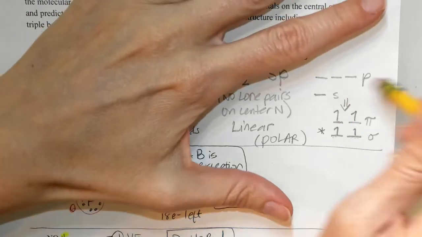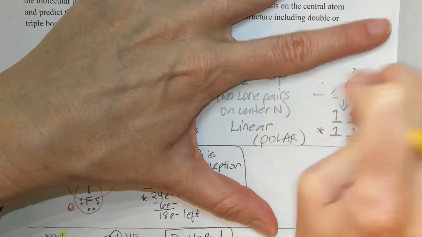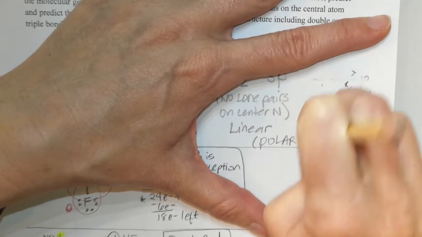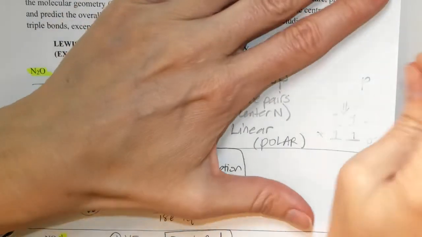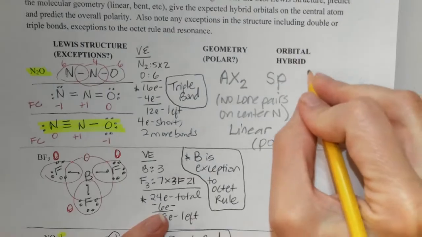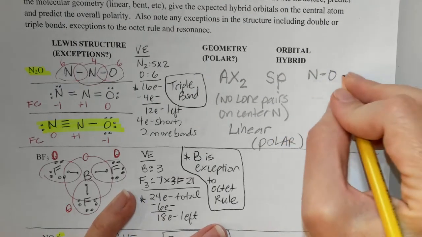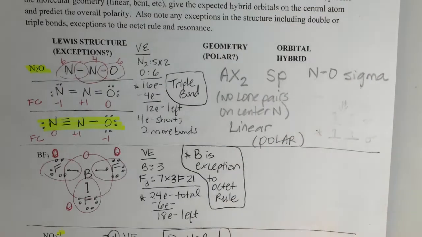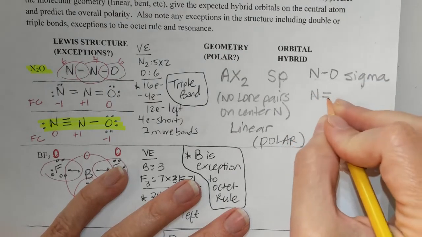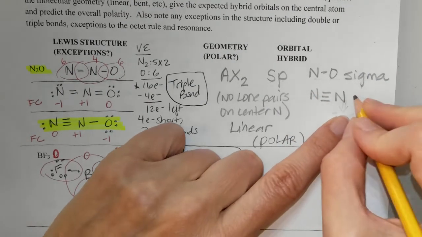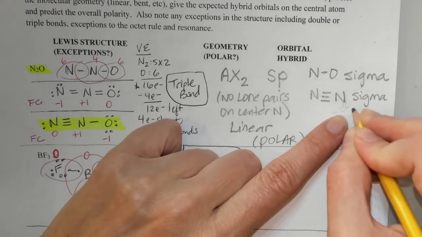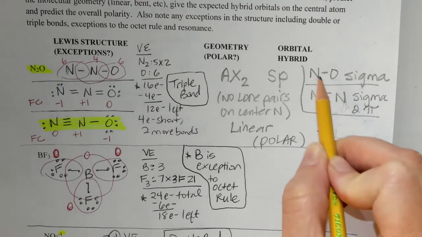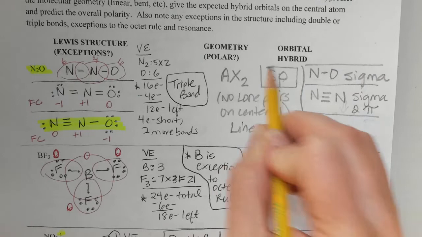All right, so I'm going to erase this really quick. And then I'm just going to note it's an sp orbital hybrid. And I'm going to make a notation that the single bond, so the NO, is a sigma bond, right? It's a single bond. And then the N triple bond O, or sorry, N triple bond N, would be a sigma and then two pi bonds. So the overall hybridization, when it's asking for a hybrid, is sp.